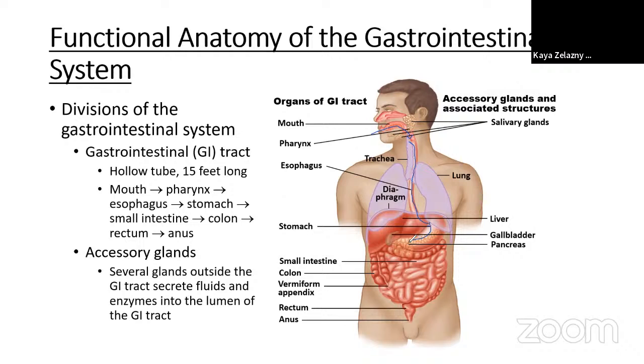And then from the stomach, we move into the small intestine, so our duodenum, our jejunum, and our ileum. And then into our colon: our ascending, transverse, descending, sigmoid, and then into the rectum and the anus. So we have a hollow tube that goes all the way through you from your mouth to your anus. That's the first part of our GI system, the part we call our GI tract.